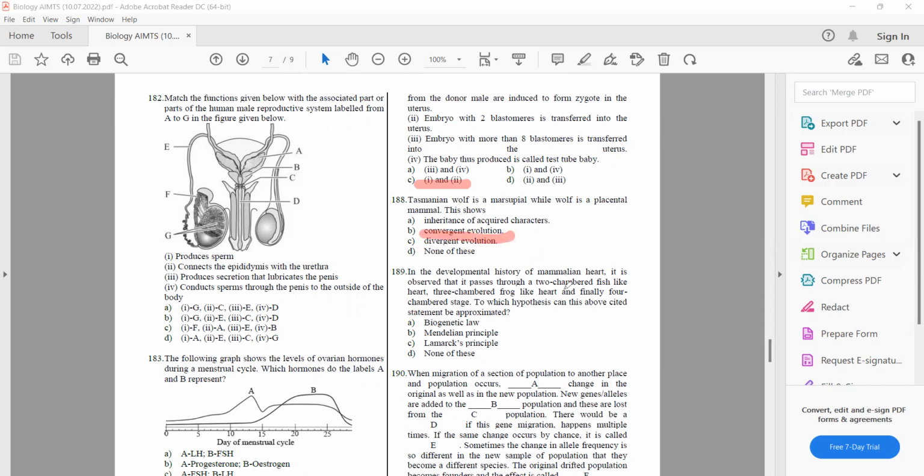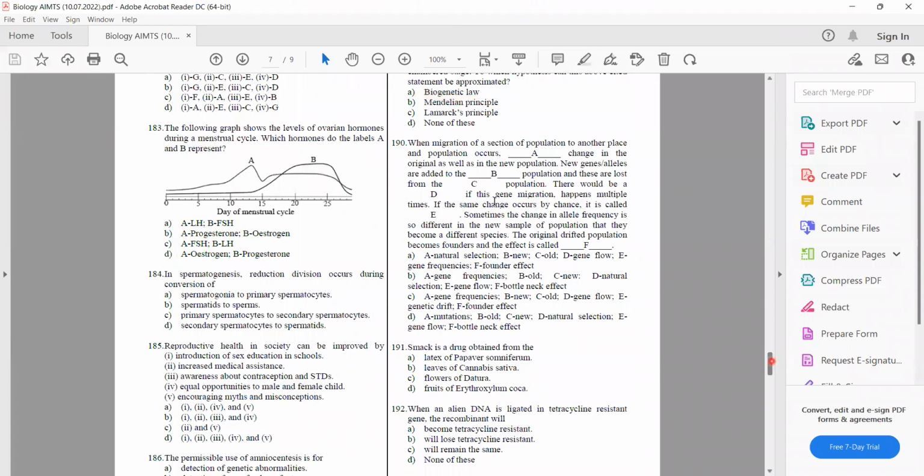In the developmental history of the mammalian heart, first thing is when we talk about the biogenetic law, ontogeny repeats phylogeny. Ontogeny in the sense the general structures get formed there. So this question is all about the same. 2 chambered fish, 3 chambered, finally 4 chambered stages. So this indicates the biogenetic law. 190. So this is from evolution.